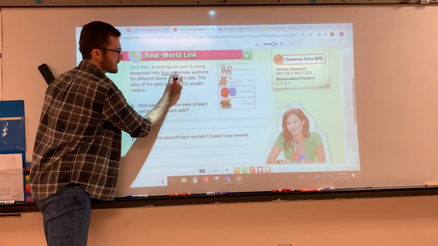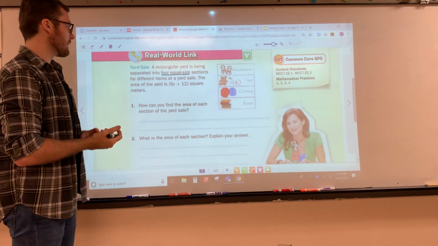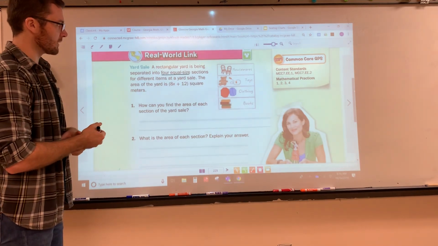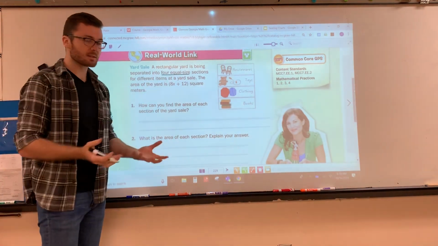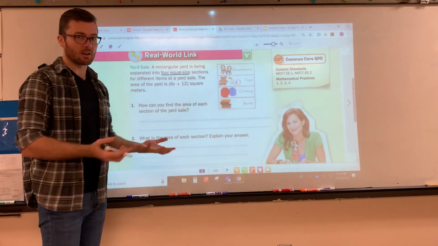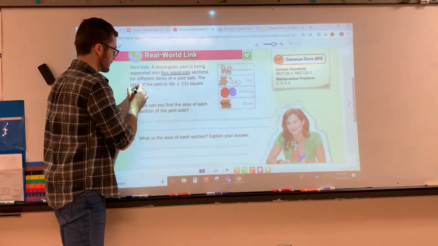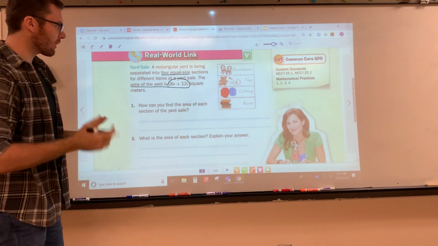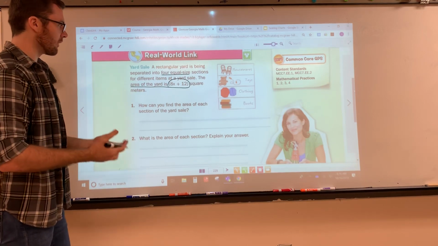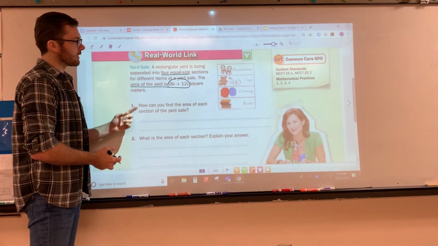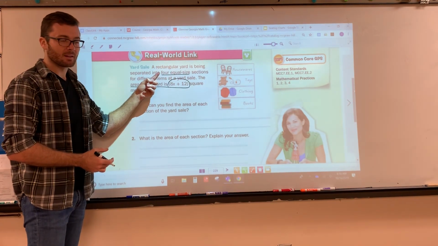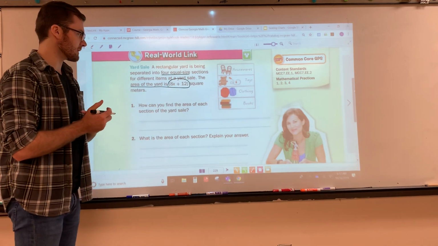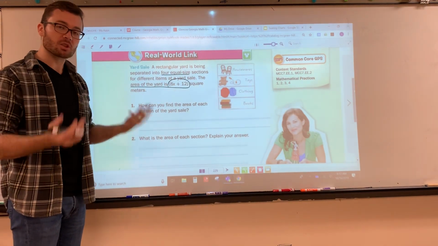So I'm gonna mark up my text and underline 4 equal sized sections. The area of the yard is 8x plus 12 square meters. So we know that the total space that the yard takes up, that's area, is 8x plus 12. How can you find the area of each section of the yard sale? So we know that there are 4 equal sized sections, and we have a yard that is 8x plus 12 square meters. So how could we find the area of each section?